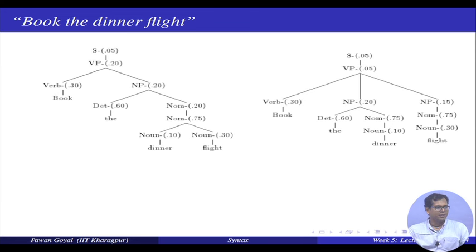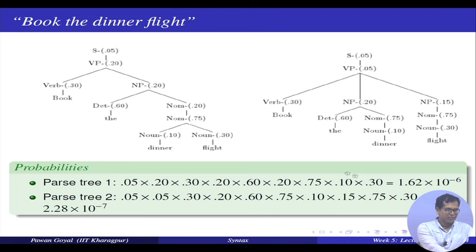Similarly, if I have another sentence like "book the dinner flight," and as per a different grammar, I can compute the two parse trees and compute the probability for each one. Parse tree 1 for "book the dinner flight" is 1.62 times 10 to the power minus 6, and parse tree 2 has a probability of 2.28 times 10 to the power minus 7. So one thing I can immediately see is that the first parse is a more likely interpretation than the second one.